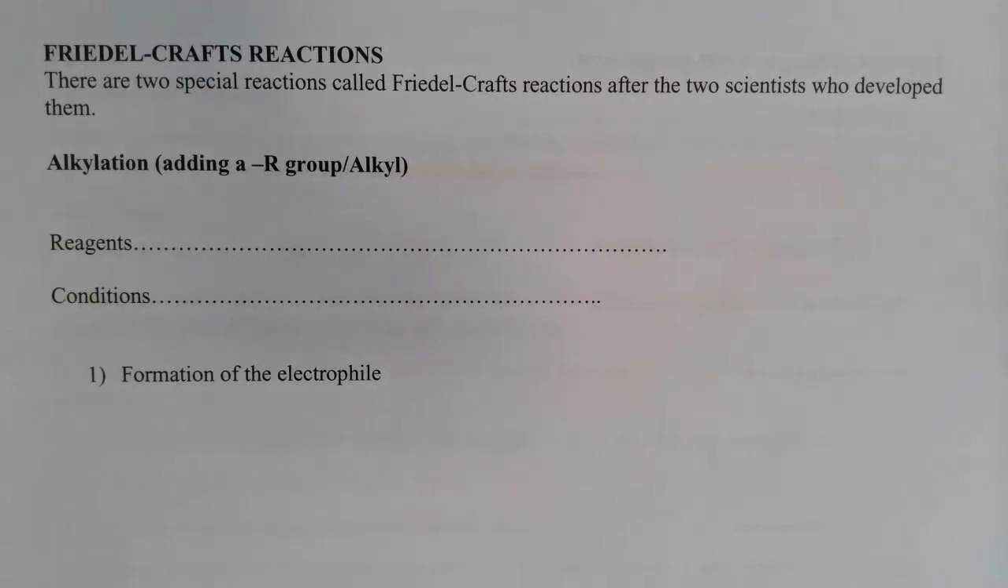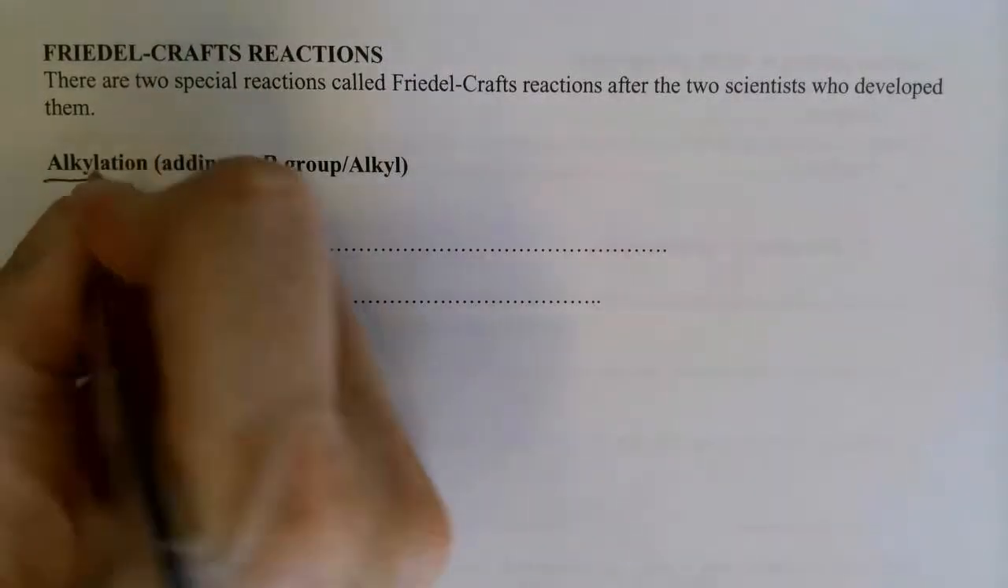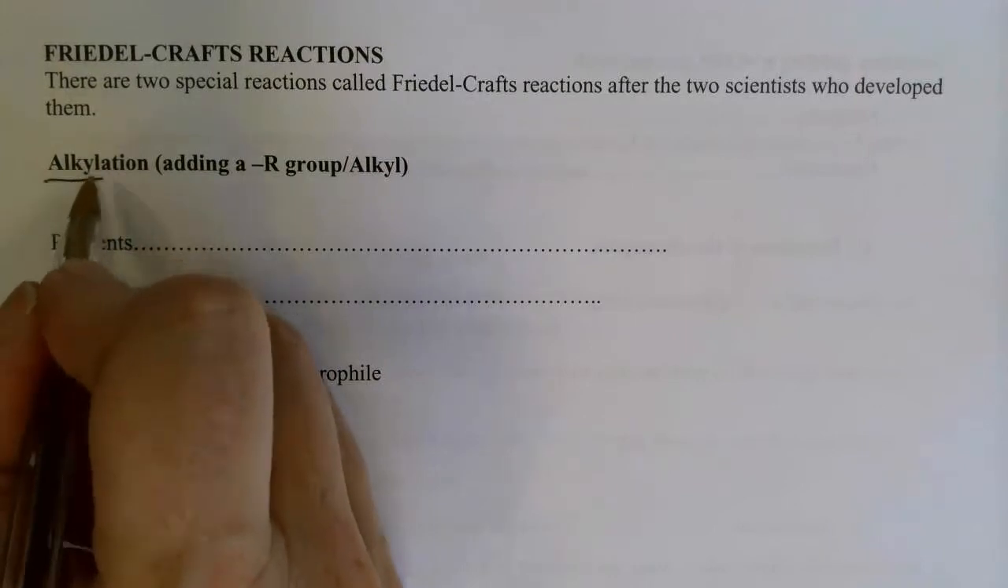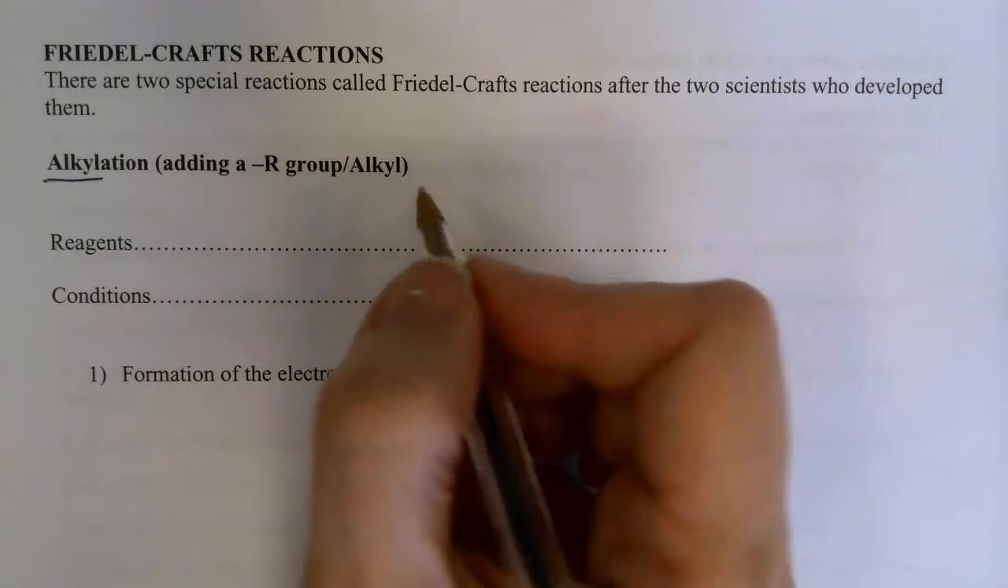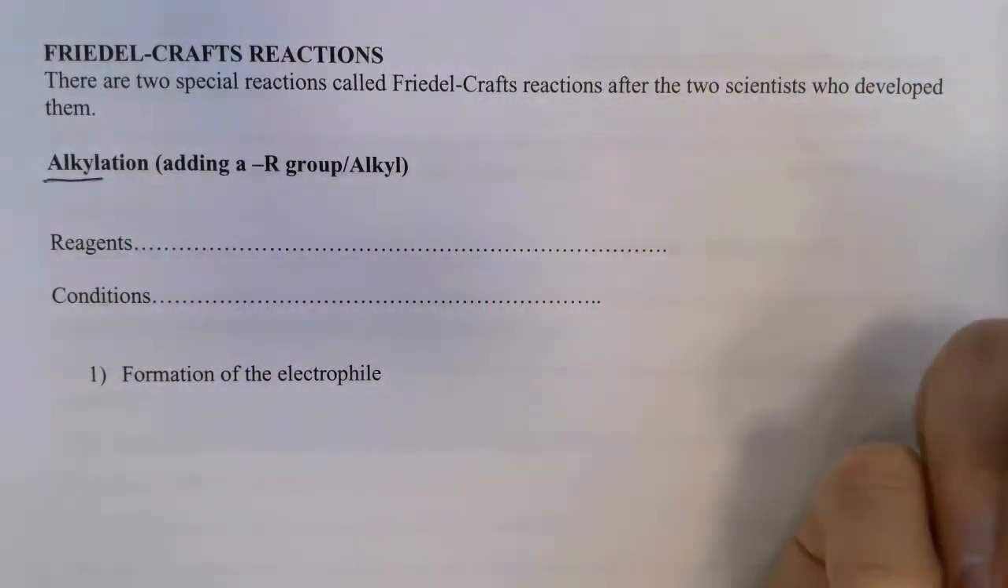Now, there are two more reactions you need to know, alkylation and acylation. And these are called the Friedel-Crafts reactions. They're named after the two scientists who developed them, Mr. Friedel and Mr. Crafts. So alkylation, notice the spelling, ALKYL. Now this is adding an R group, an alkyl group. So an alkyl group is basically a carbon chain.